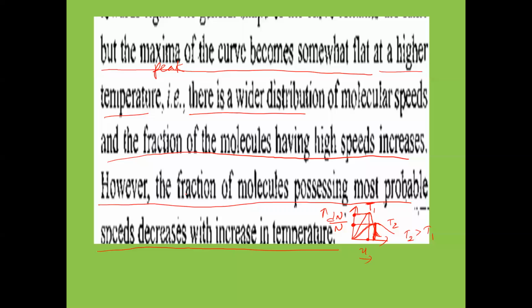See, however, the fraction of molecules possessing, meaning having, the most probable speed decreases with increase in temperature. When temperature increases, the fraction of molecules with most probable velocity will decrease. So keep this point in mind. Now, when you are given T1 temperature and T2 temperature, which temperature is greater than which one?